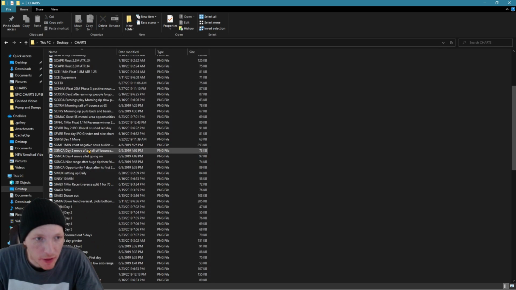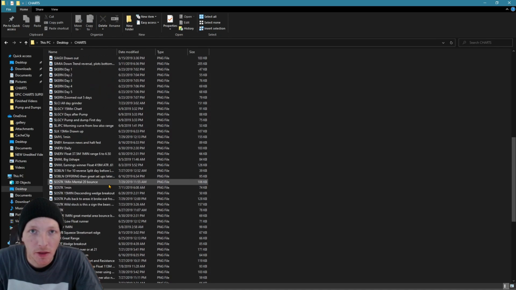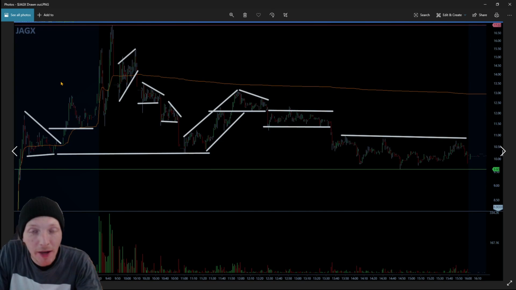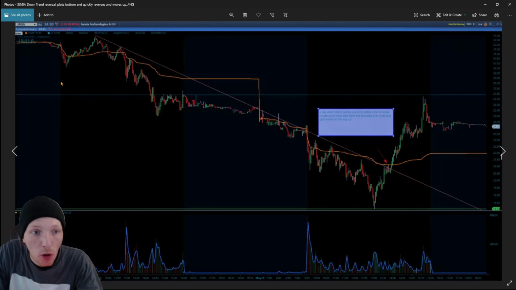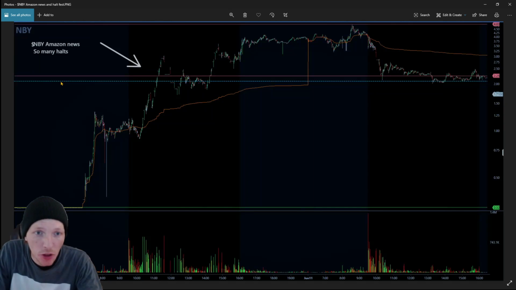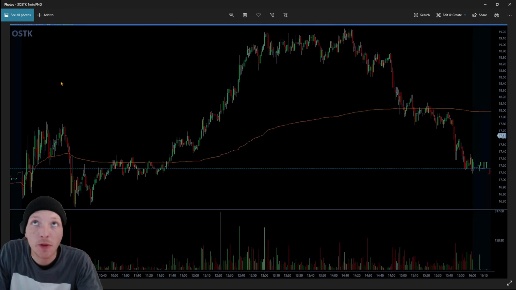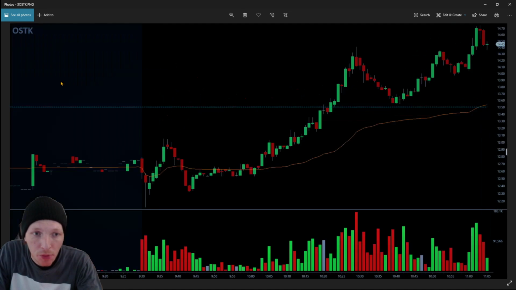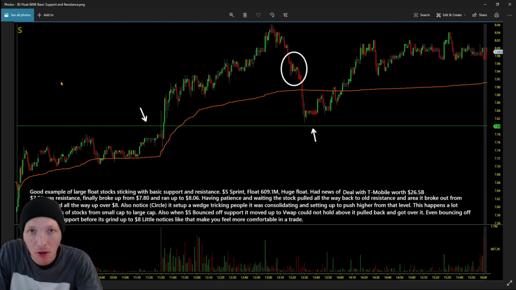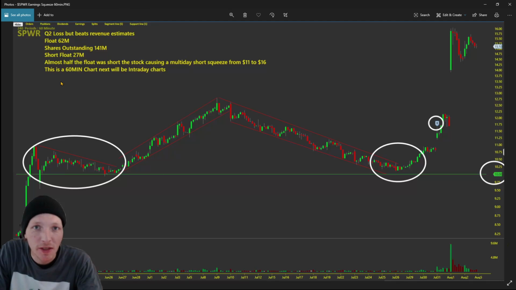These are all pictures I've taken in the past to learn from and study from, because history repeats itself in the stock market. Draw lines on these charts, take notes, and do that with all of the charts. I just take pictures of them, put notes, draw lines, and from time to time I'll come back and revisit these charts.